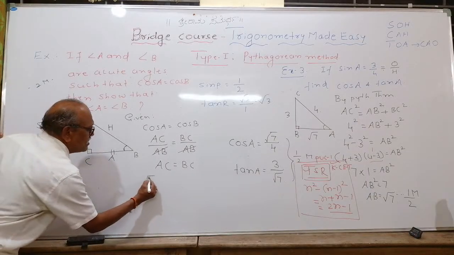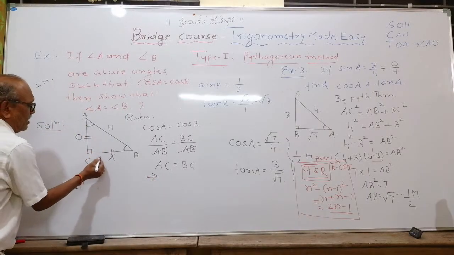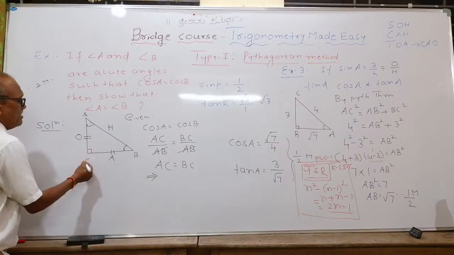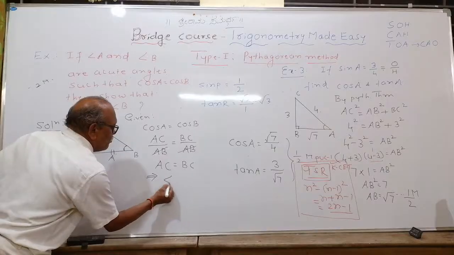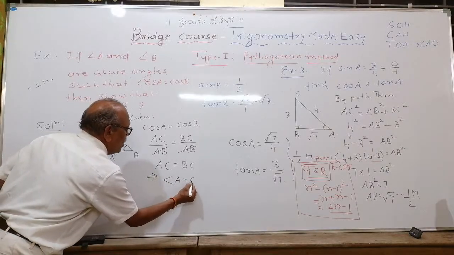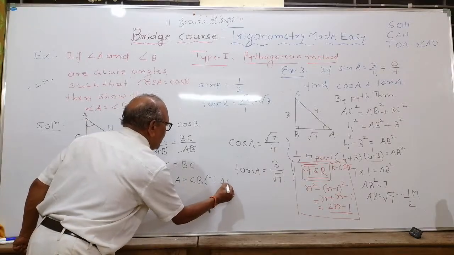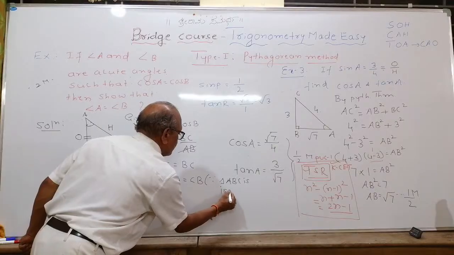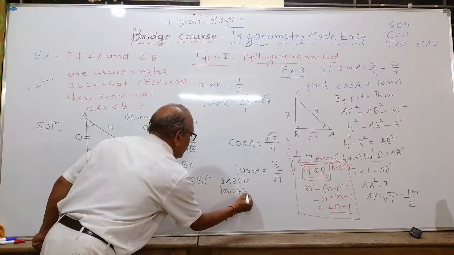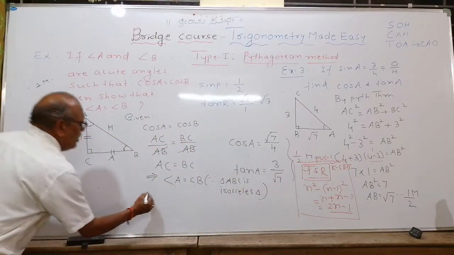That implies, when AC is equal to BC, when two sides are equal, their opposite angles will be equal. Therefore, angle A is equal to angle B, because triangle ABC is isosceles. Therefore, angle A is equal to angle B. Hence the proof.